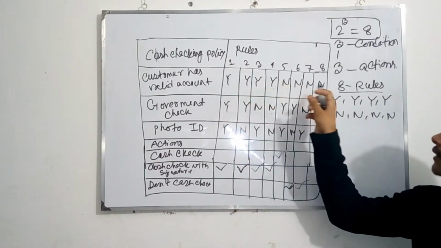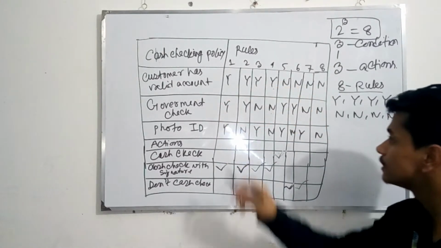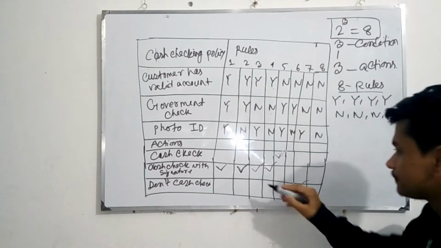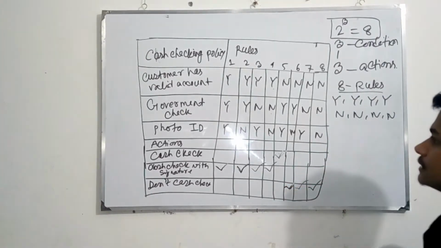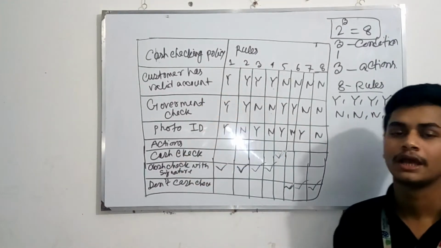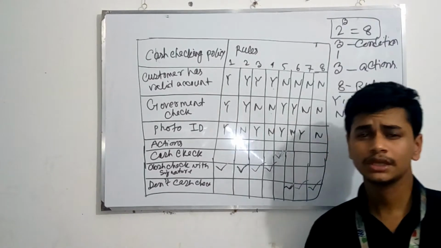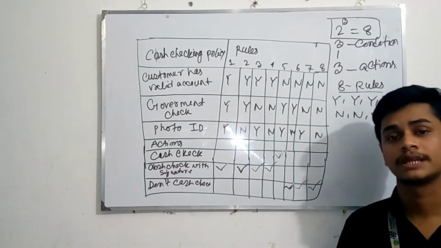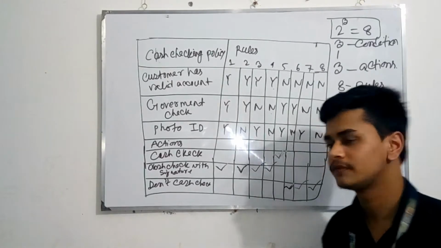At the last step, customer has a valid account, no. Government check, no. Photo ID, no. So that will be don't cash check. I have already completed these two steps, and now we are doing simplification. So our next step is simplification.